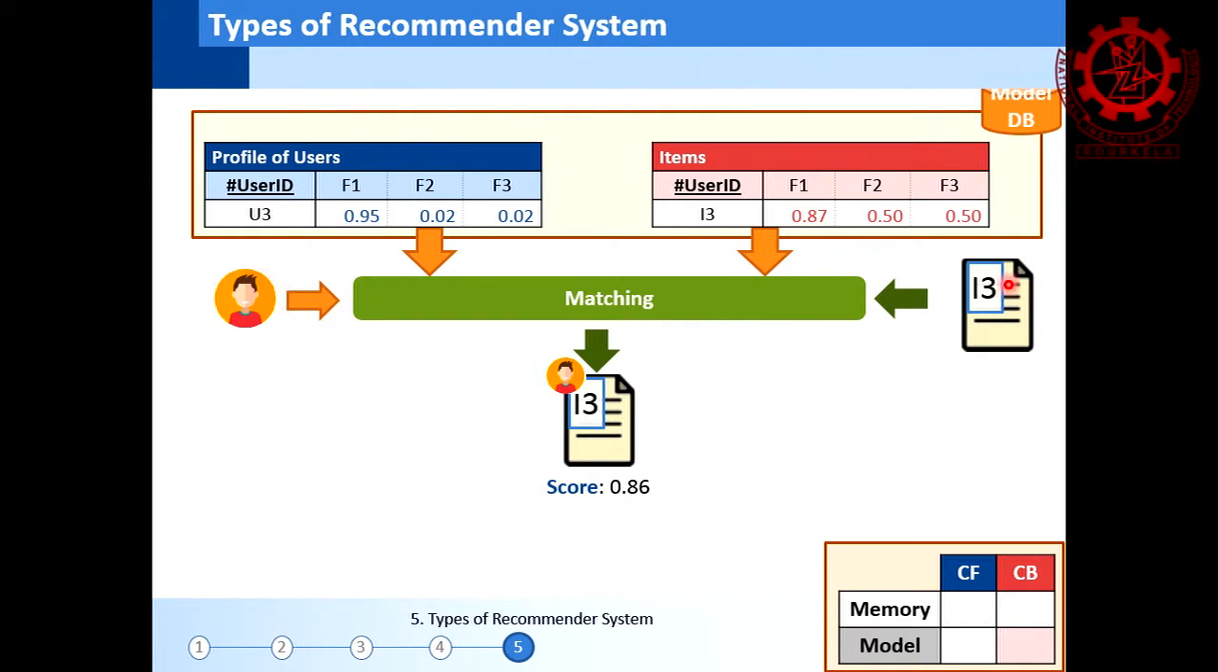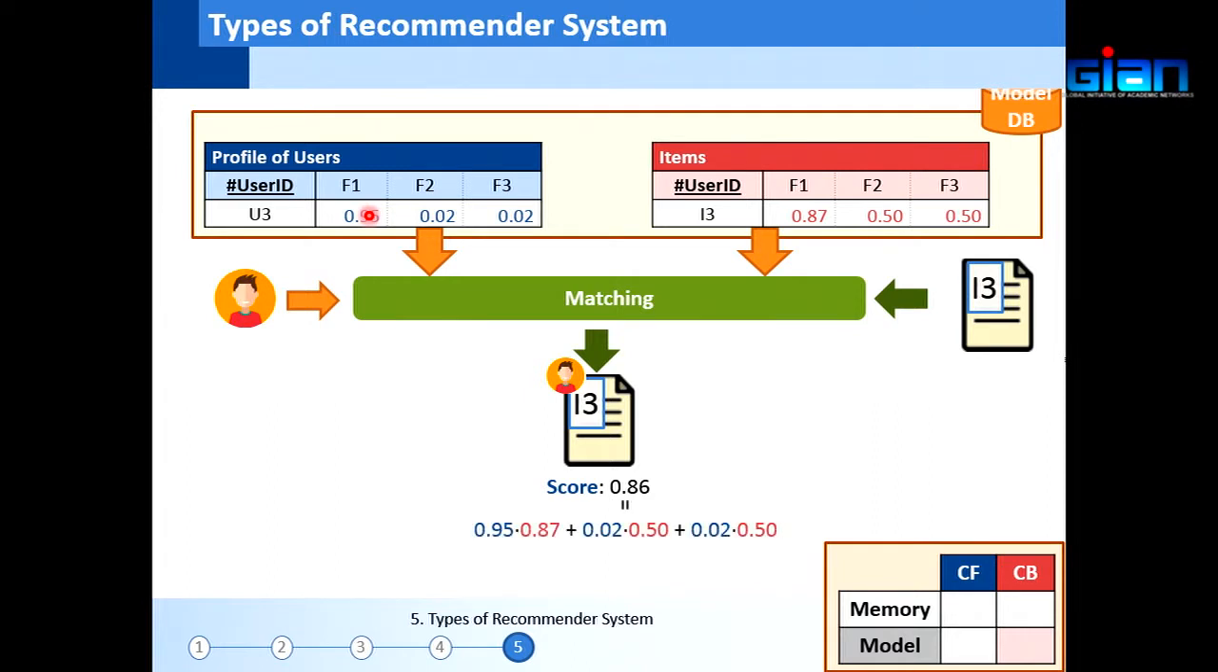So the matching process now is the following one. We have a user, we have an item, and because we are building in the model database, we have this table, and these two tables are used to calculate the score of the item. It's usually calculated as the scalar product of these two vectors, although it depends on the technique. It's very typical to calculate this score by multiplying this value with this value, plus the multiplication of this value with this value, plus the multiplication of this value with this value. So this is the score of the item 3 for this user.